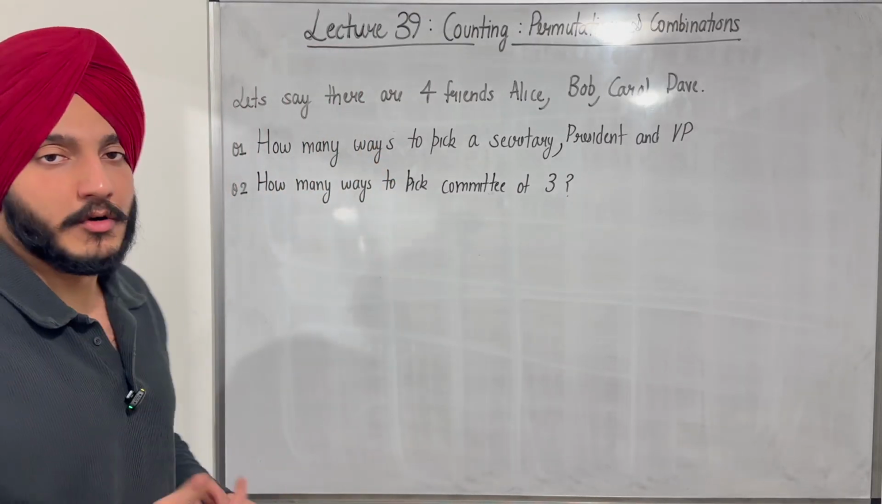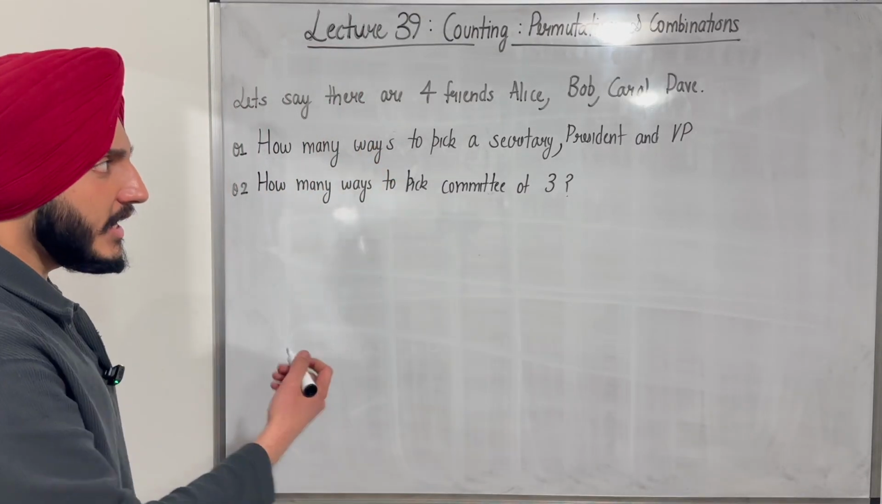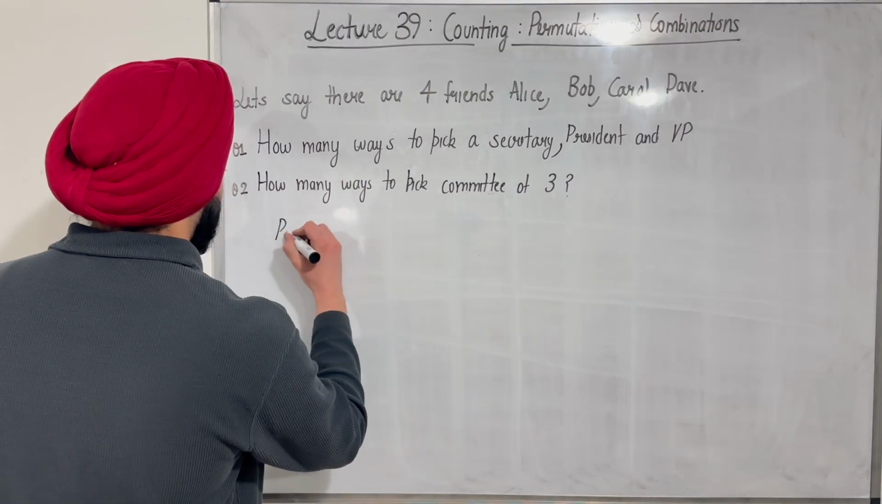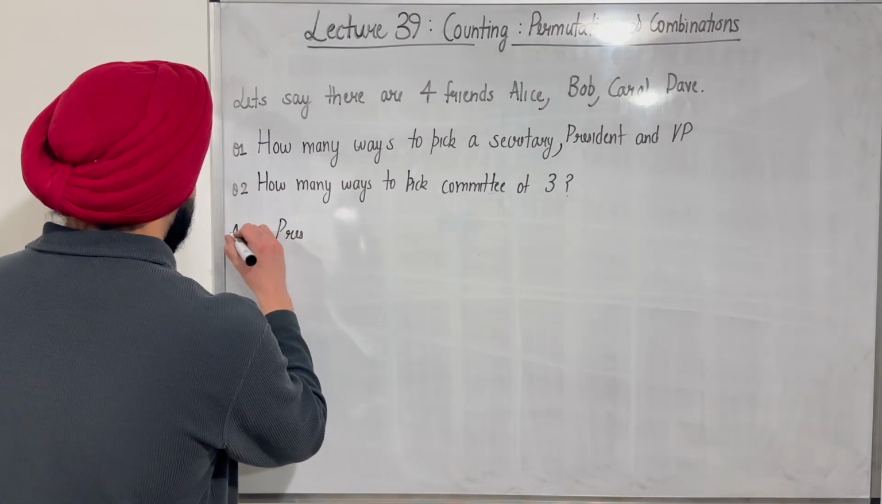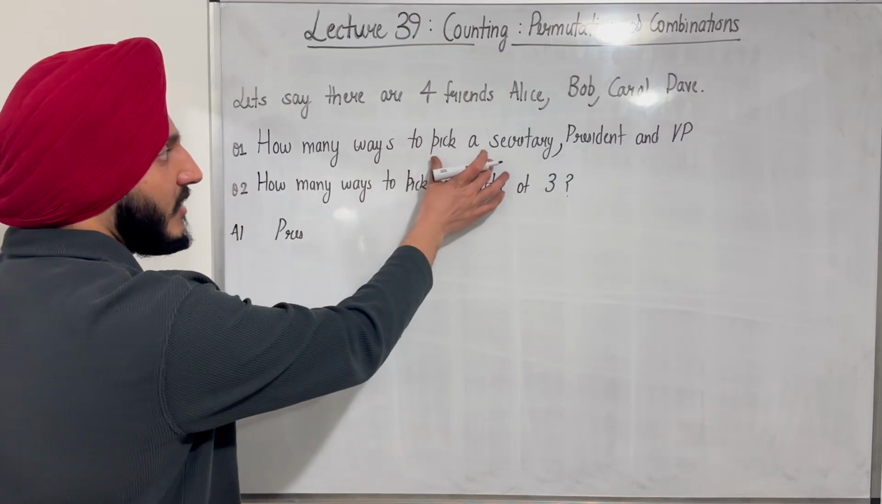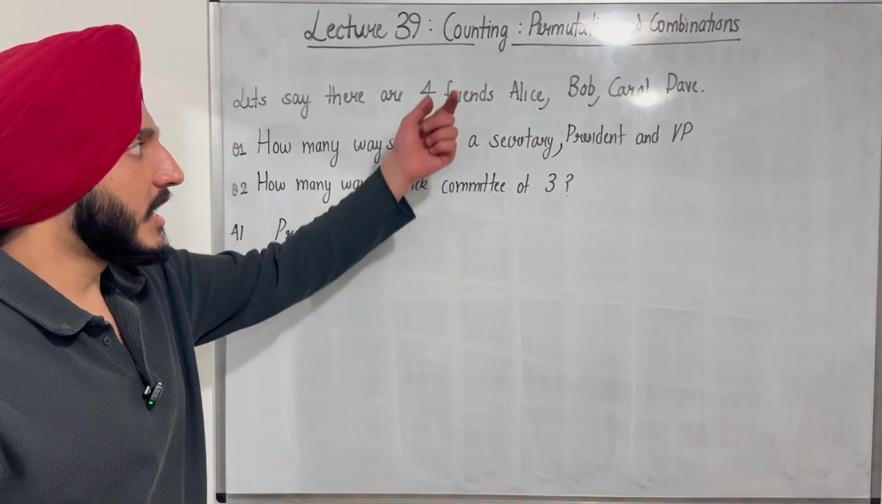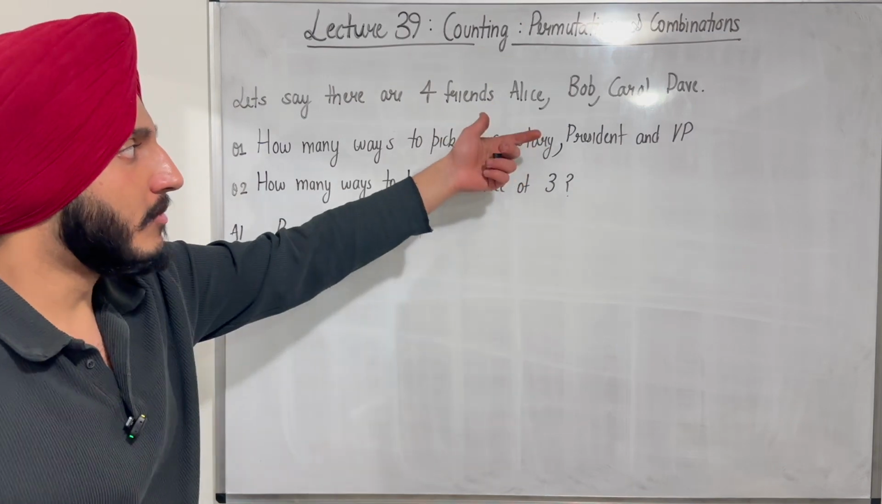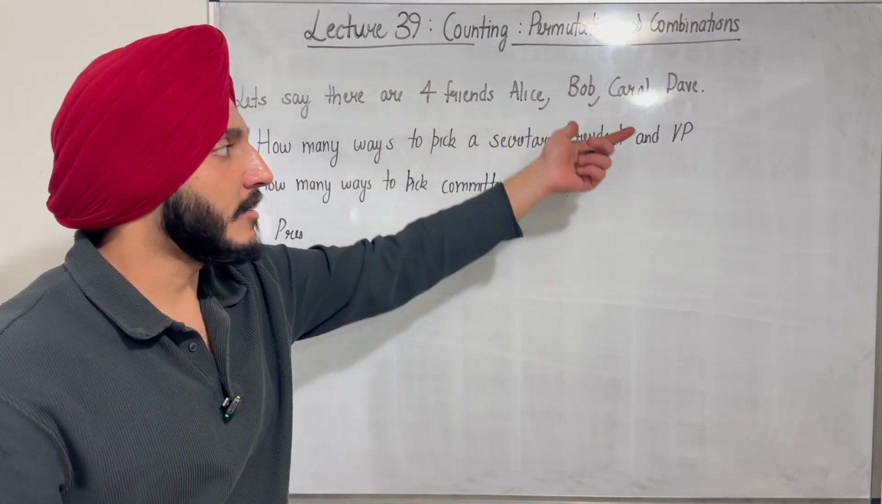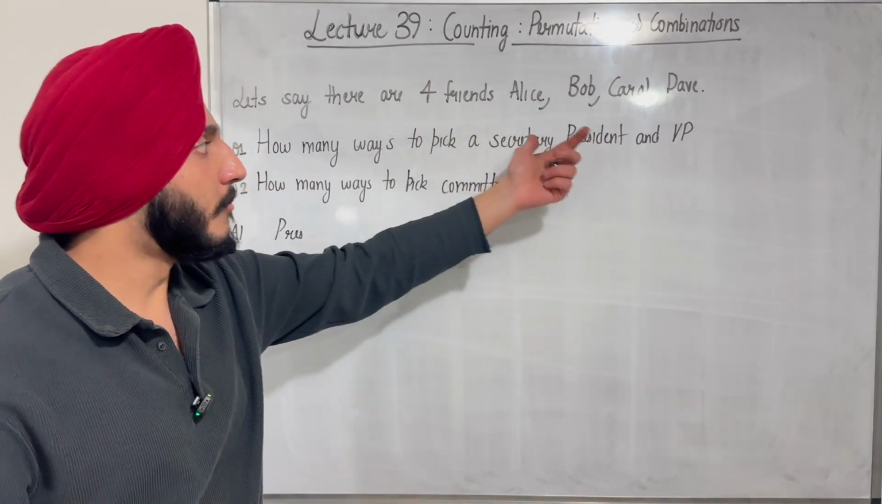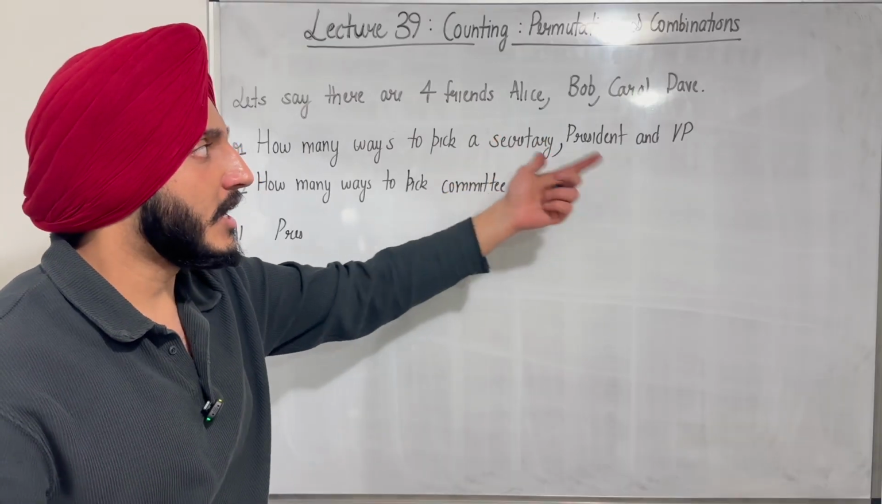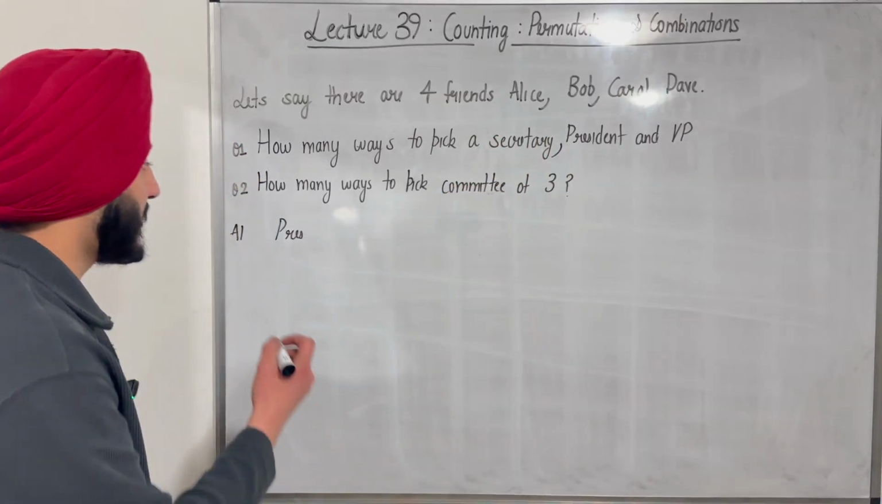So let's just think about this, right? One idea is, for the president, it's asking how many ways can you pick a secretary, president, or VP. So my idea is maybe I can pick Alice as the president, Bob as the secretary, and Carol as the VP. Maybe I can pick Bob as the president, Alice as the secretary, and Dave as the VP, right? Let's just take a look at an example.